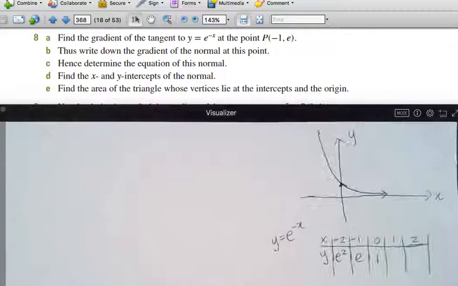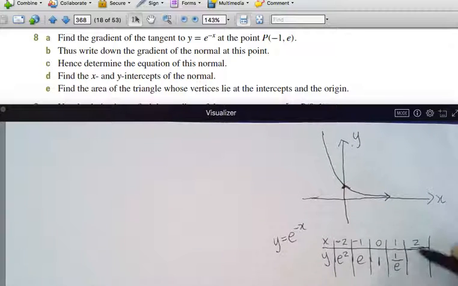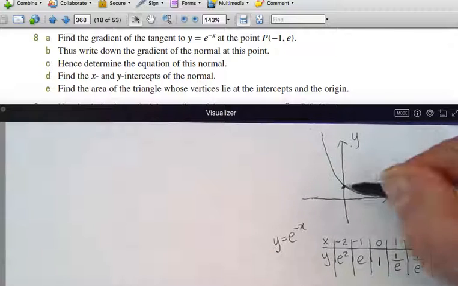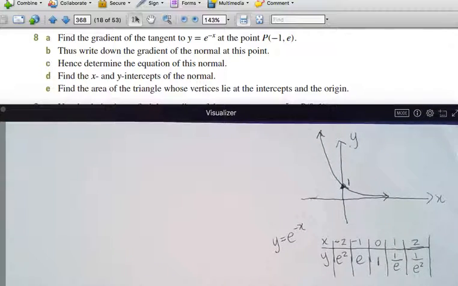Okay, that's what the curve looks like. When x is 1, it's e to the -1, which is 1 on e. And when x is 2, it's e to the -2, which is 1 on e squared. That's getting smaller. That's about a third. That's about a ninth. Small, small, small. Right, that's the curve. Okay, off you go.